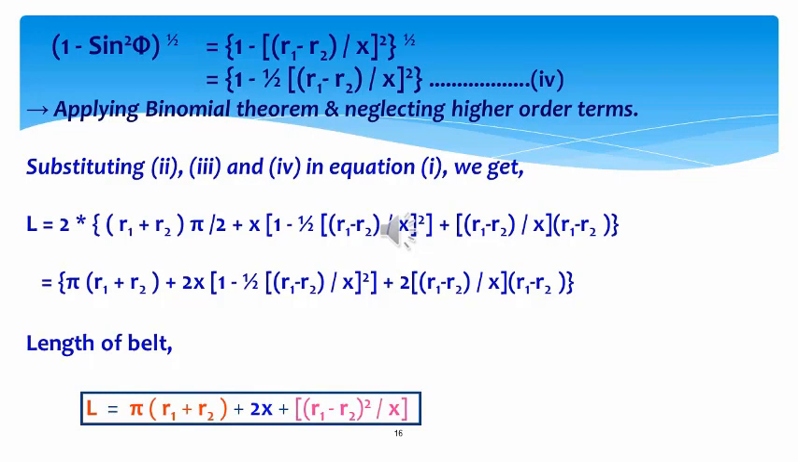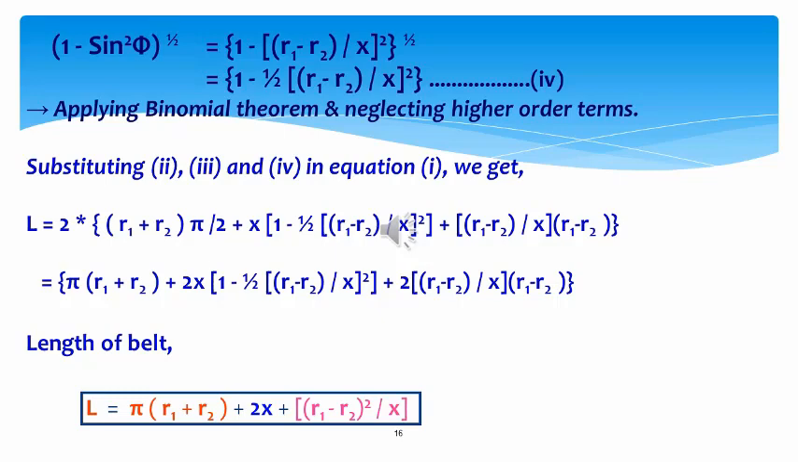Now after applying the binomial theorem and neglecting the higher order terms, we get (1 minus sin square phi) whole to the power half, or in other words, square root of 1 minus sin square phi is equal to 1 minus (R1 minus R2 divided by X) whole power 2. So this be the fourth equation.